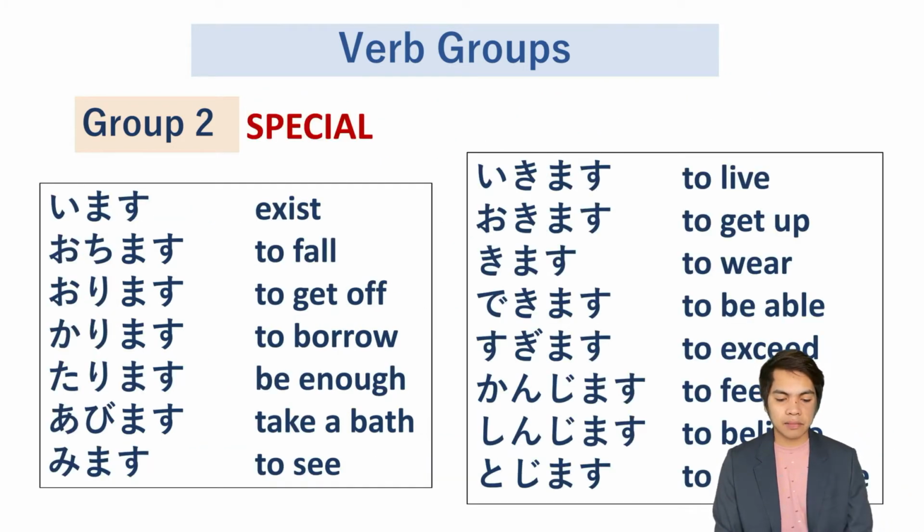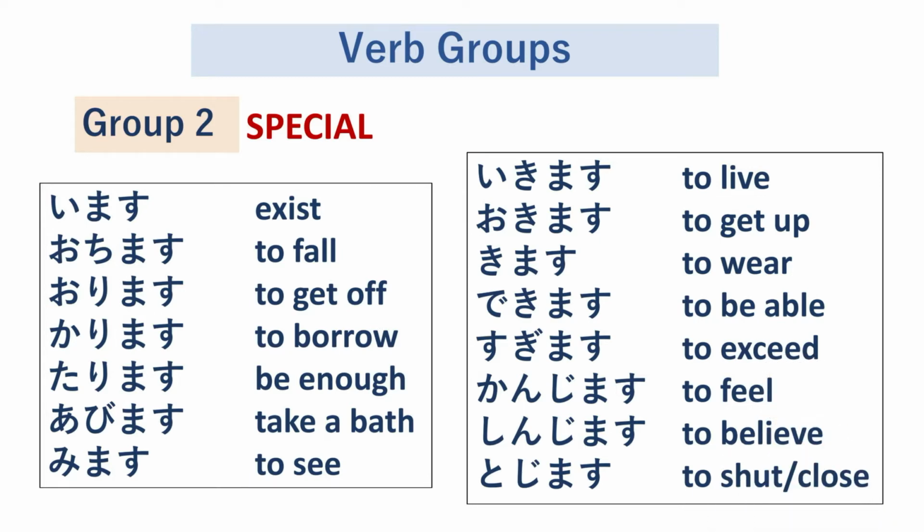But there are verbs that have I sound characters when the masu is removed, but they belong to group 2. So they are called special verbs. So please memorize all these verbs. Imasu, ochimasu, orimasu, karimasu, tarimasu, abimasu, mimasu. Next, ikimasu, okimasu, kimasu, dekimasu, sugimasu, kanjimasu, shinjimasu, tojimasu.